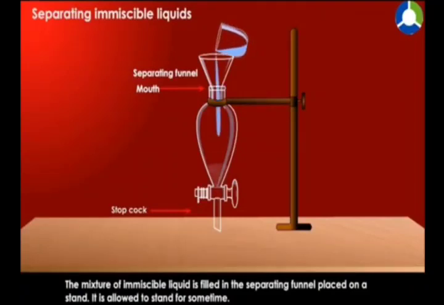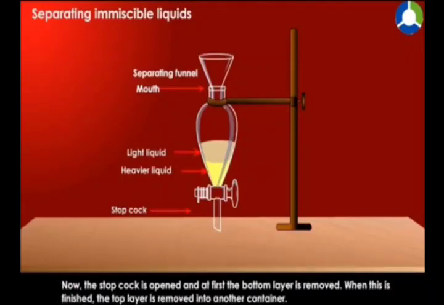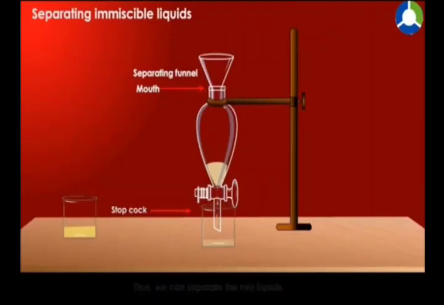So the immiscible liquids, in this case water and oil, are mixed together and poured in, and then they separate out as two separate layers. The two liquids form distinct layers, and the lighter liquid comes to the top and the heavier liquid settles at the bottom. So this is how the stop cork is opened, and first the bottom layer, that is the heavier one, is removed, and when this is finished, the top layer is removed into another container. This is how a separating funnel works.